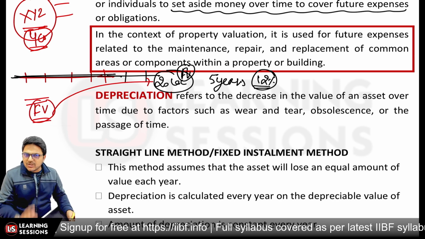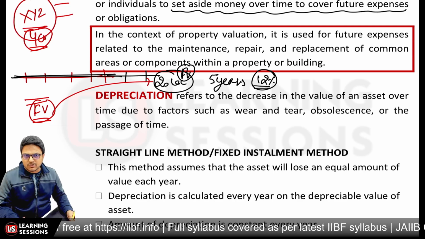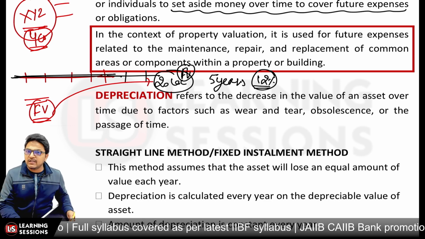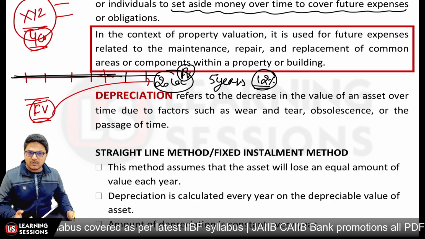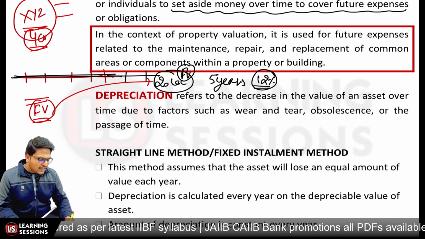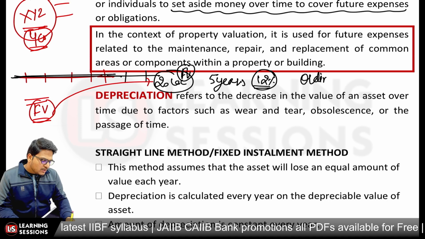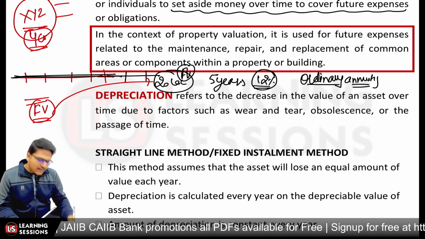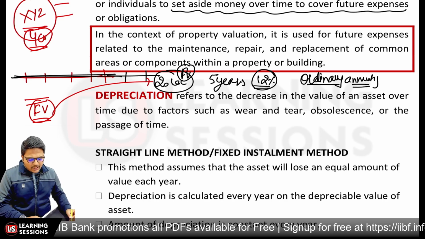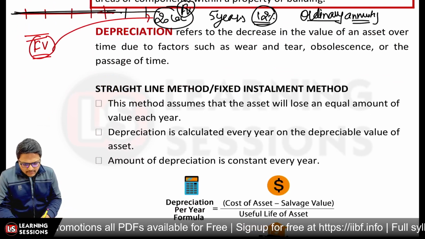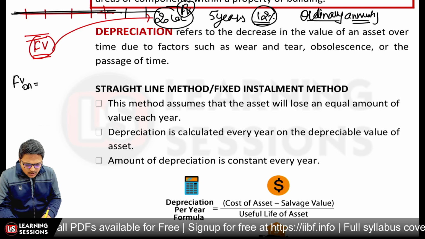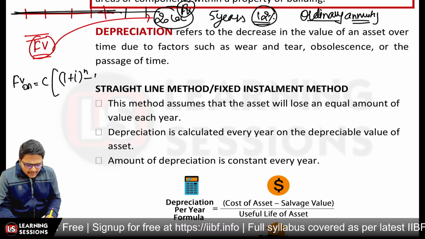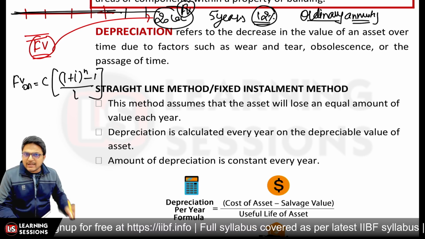And moreover, when the question is silent about when the amount is to be deposited, whether at the beginning of the year or at the end of the year, you have to consider the case of the ordinary annuity only, and not the case of annuity due. So what is the formula for the future value of an ordinary annuity? The future value formula for the ordinary annuity is equal to C into (1 plus I) raised to power n minus 1, divided by I. Okay, so that was the formula.